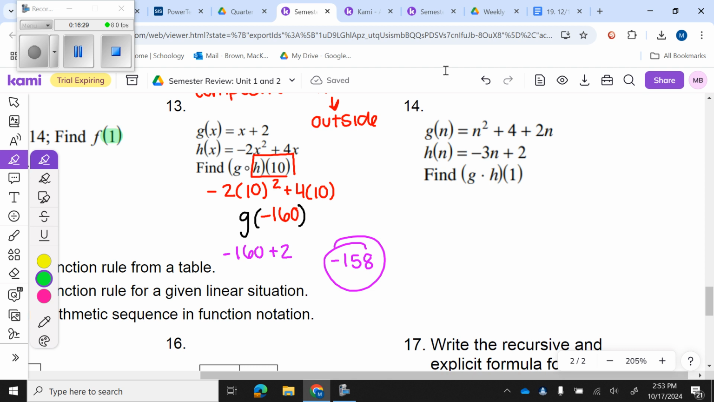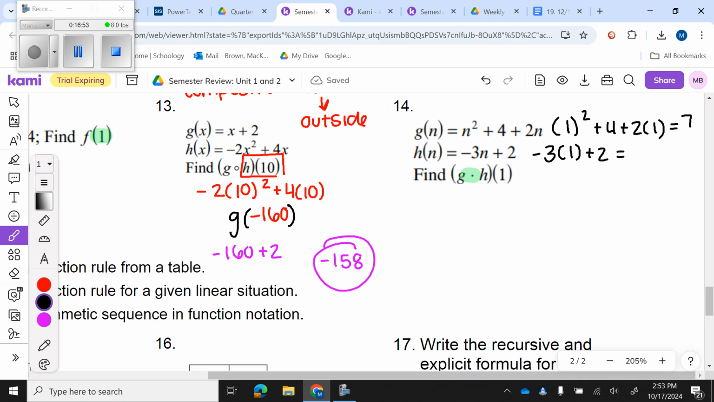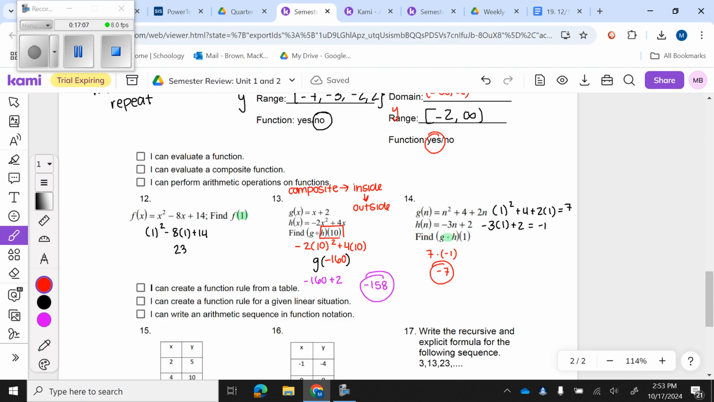Okay, 14 is different. This is a multiplication sign. So this tells me that I'm going to put 1 into both my functions. 1's also going to go into this function because it's not a composite function. I'm going to see what the answers are to both of these. This guy was 7. This guy is, I think, negative 1. We're going to take our two numbers and multiply them times each other to get a solution of negative 7. So my range or my output of this is negative 7.